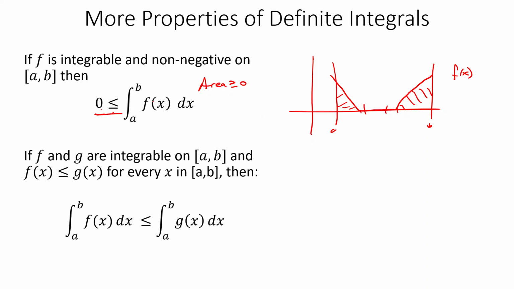But our area will always be greater than or equal to 0 if our function is greater than or equal to 0. If our function's negative, our area is going to be negative. If our function's positive, our area is going to be positive. If our function's equal to 0, our area is going to be 0.